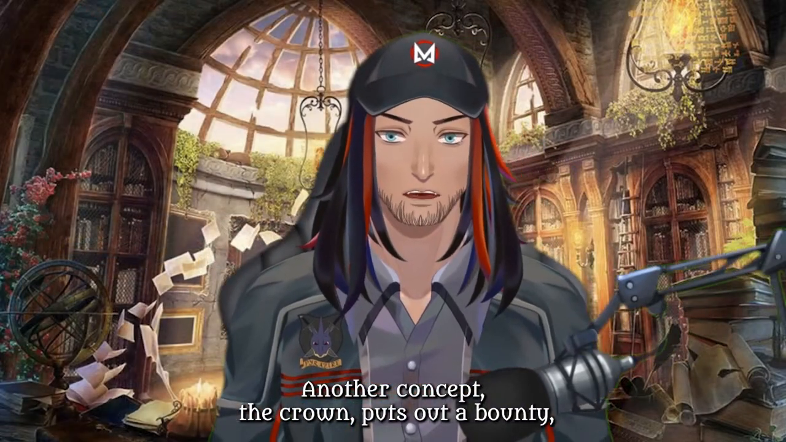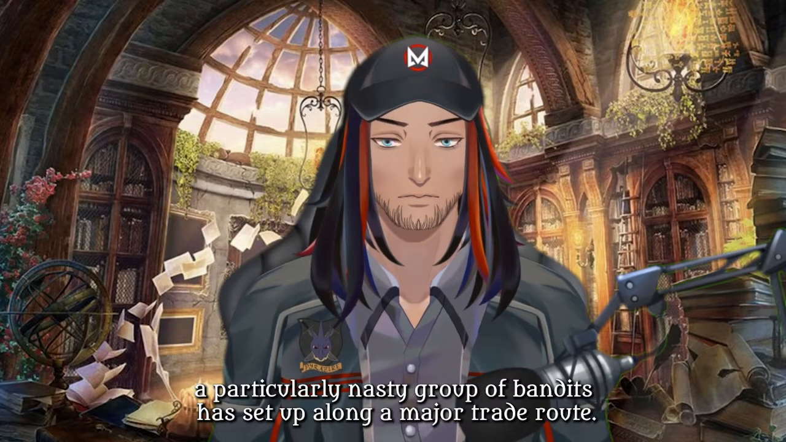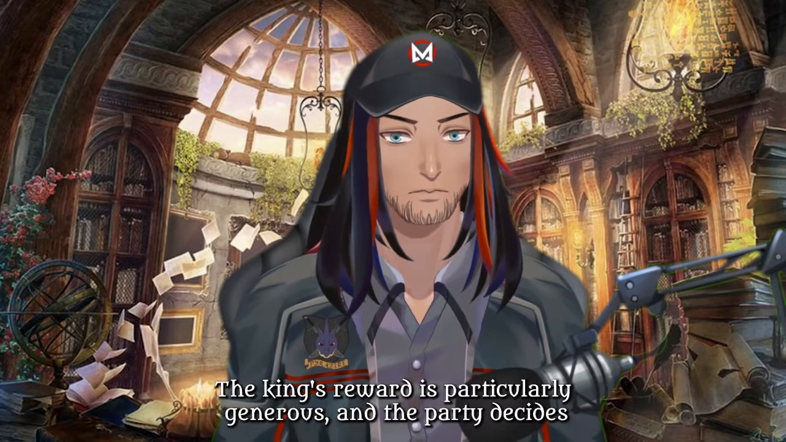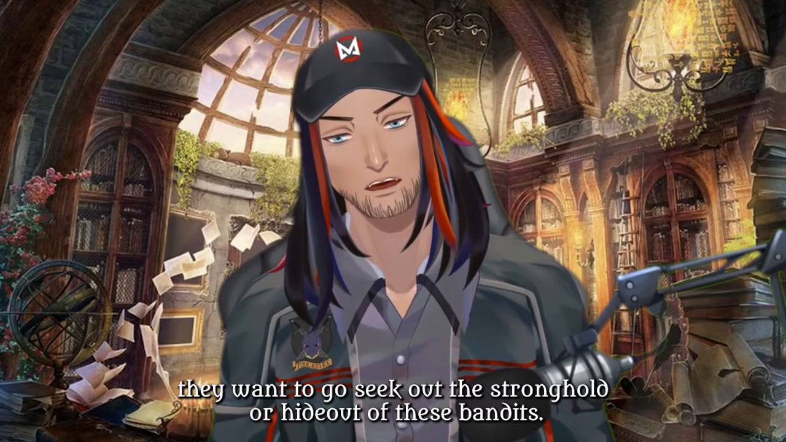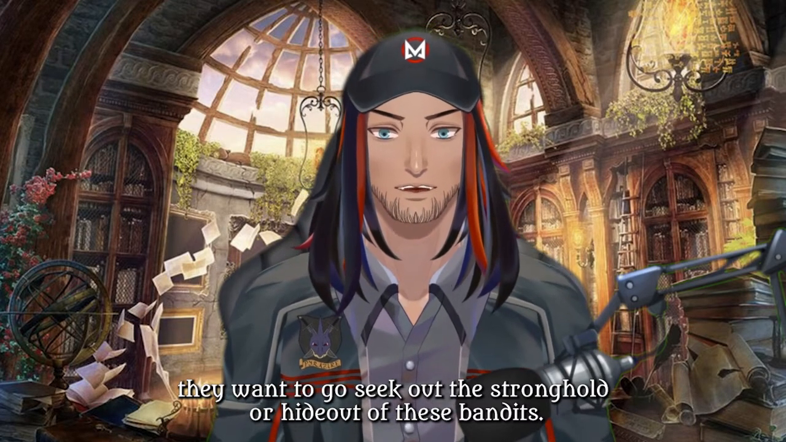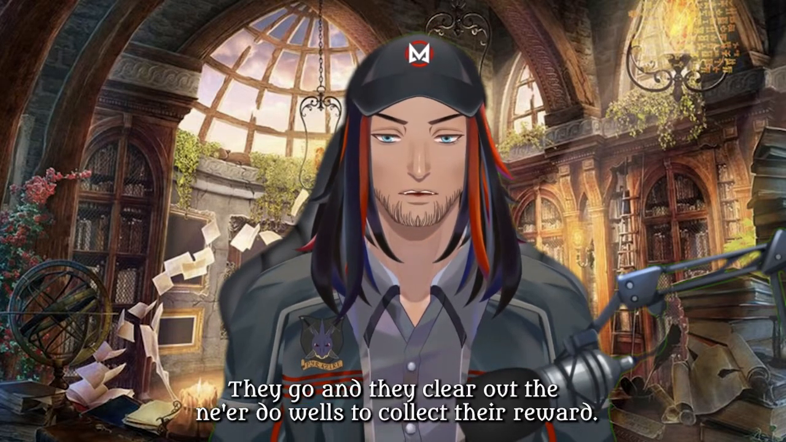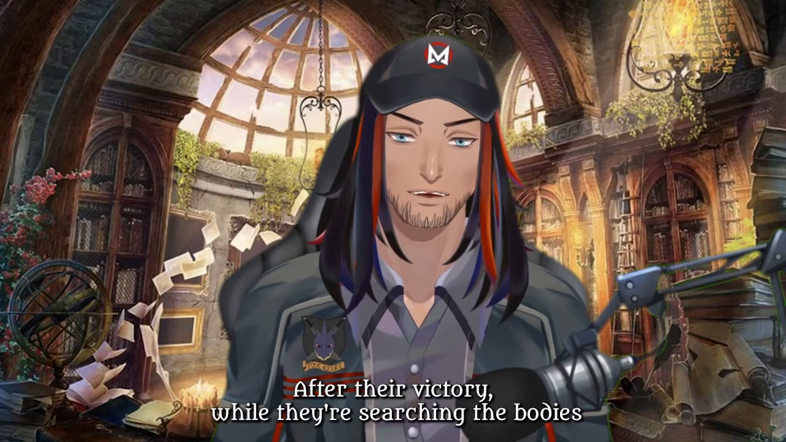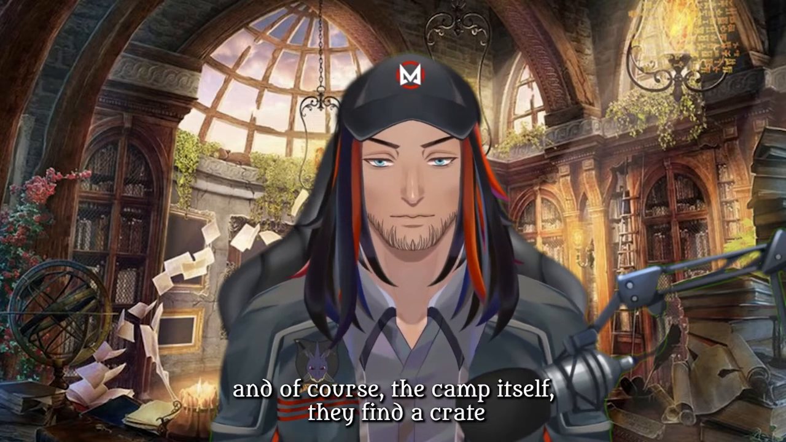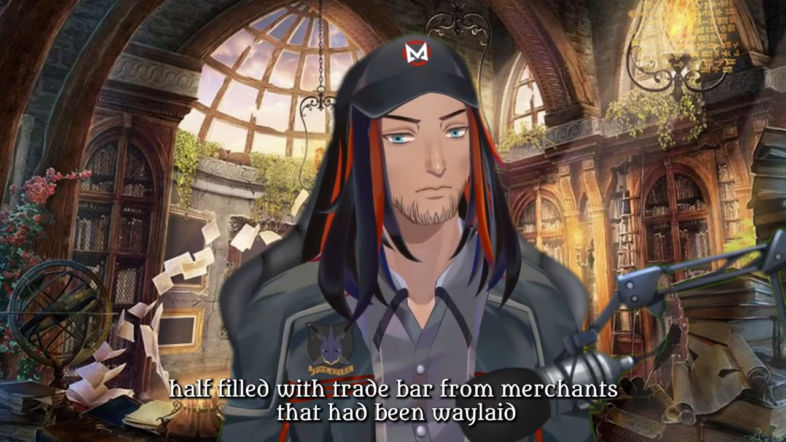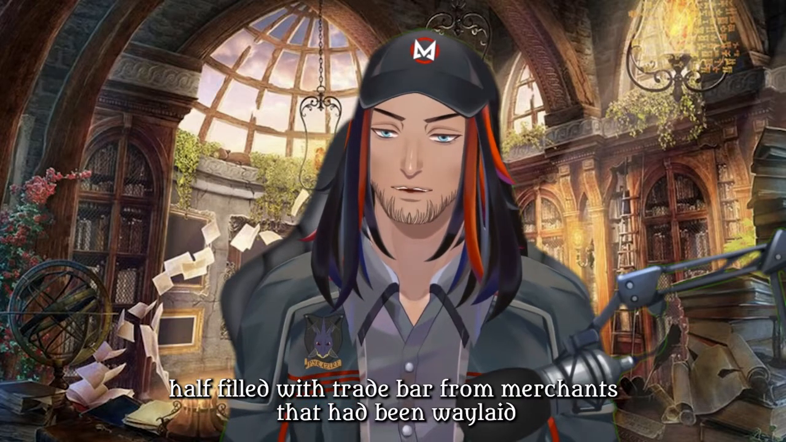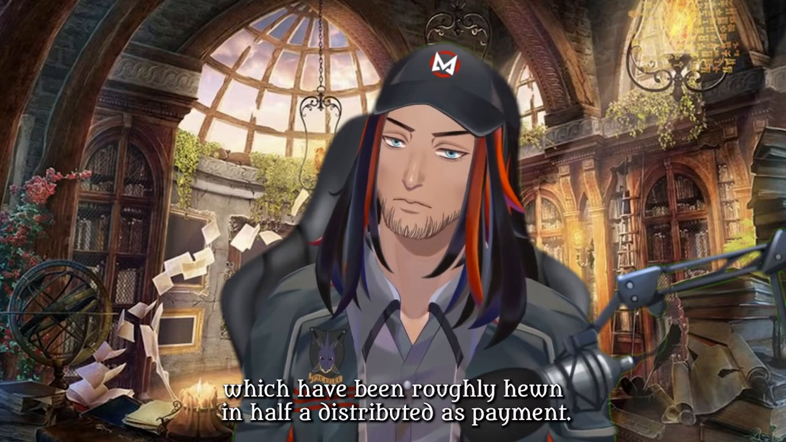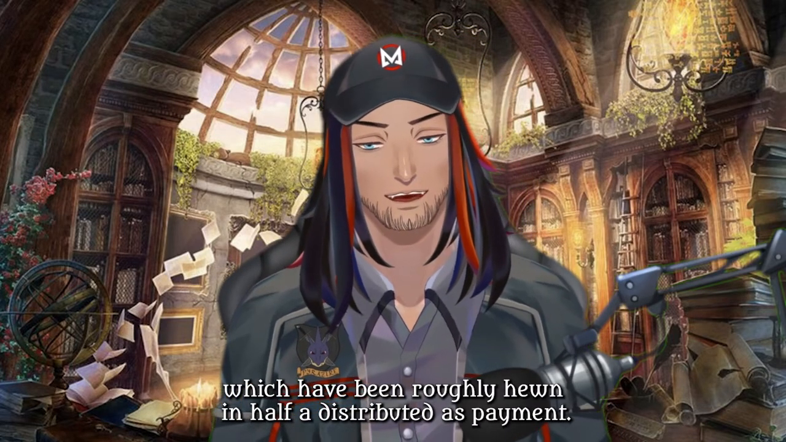Another concept, the Crown puts out a bounty on a particularly nasty group of bandits that has set up along a major trade route. The king's reward is particularly generous, and the party decides they want to go seek out the stronghold or hideout of these bandits. They go and they clear out the ne'er-do-wells to collect their reward. After their victory, while they're searching the bodies and of course the camp itself, they find a crate half filled with trade bar from merchants that had been waylaid, and on the bodies of the bandits themselves are a bunch of bars which have been roughly hewn in half and distributed as payment.